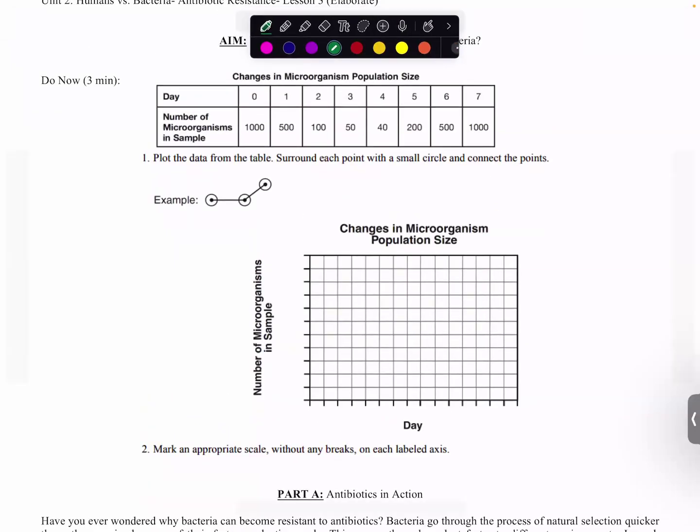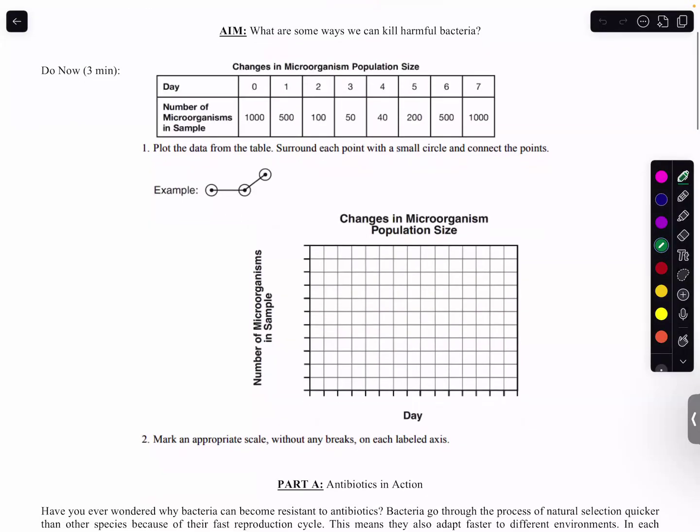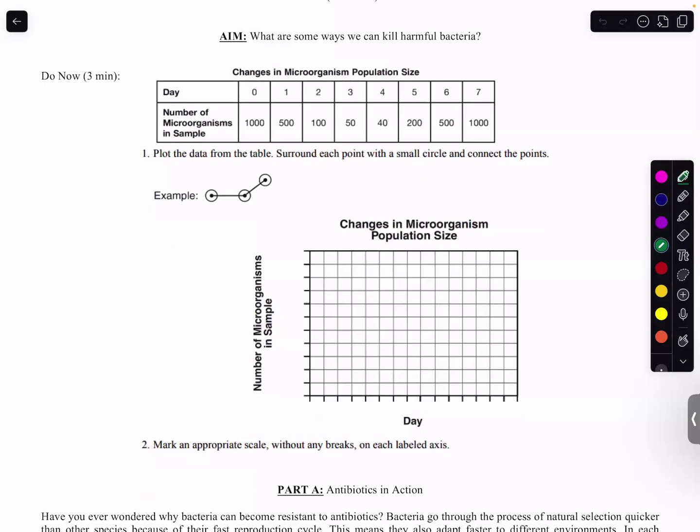So let's just move our little color wheel out of the way. And let's take a look at our data. All right, so on our x-axis, we have days, and on our y-axis, we have number of microorganisms in sample, okay? Now for me, I don't know about you, but I always start at 0, 0, the point of origin. As many times as I can, I always start there because then it gives me a better way of trying to find my interval. And on my x-axis, I have how many days? I have days 0, 1, 2, 3, 4, 5, 6, 7 days.